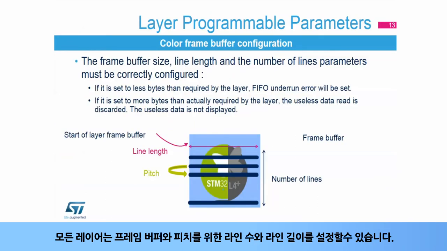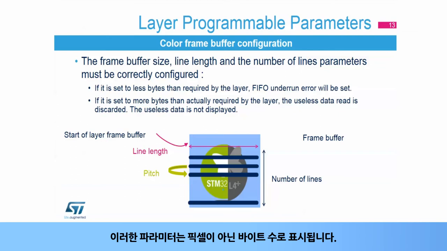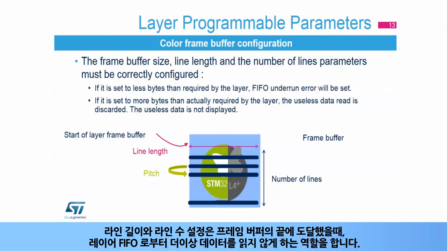Every layer has a configurable number of lines and line length for the color frame buffer and the pitch. The pitch is the distance between the start of one line and the beginning of the next line in bytes. These parameters are expressed in bytes, not in pixels, so their values depend on the number of bits per pixel. The line length and the number of lines parameters are used to stop the prefetching of data from the layer FIFO at the end of the frame buffer.